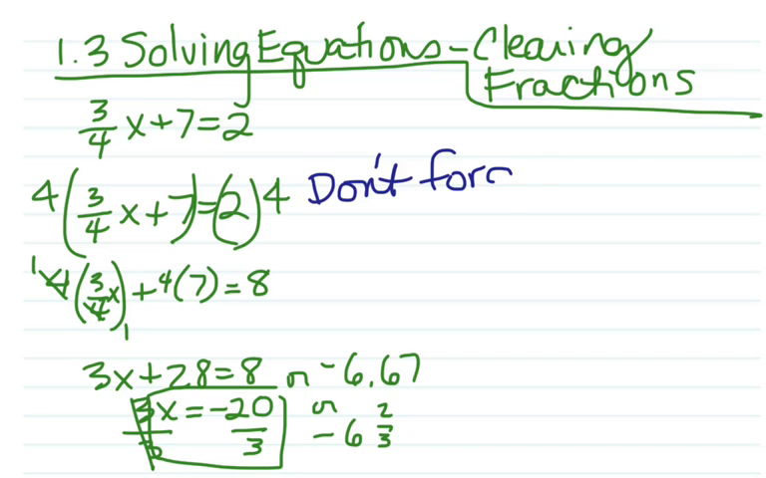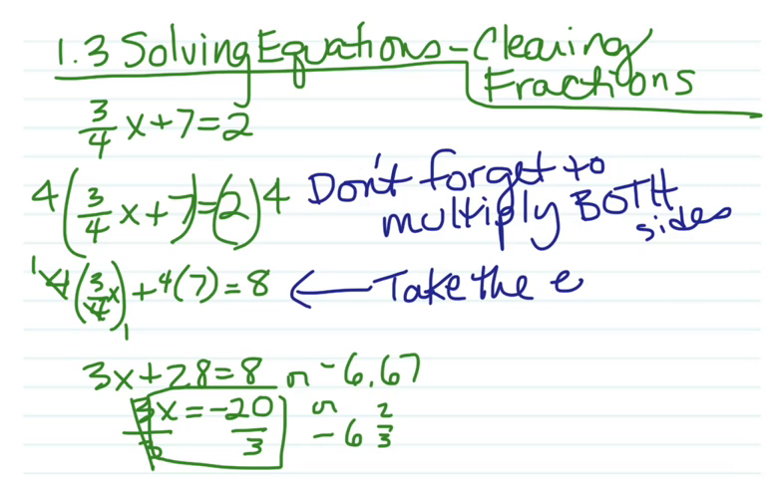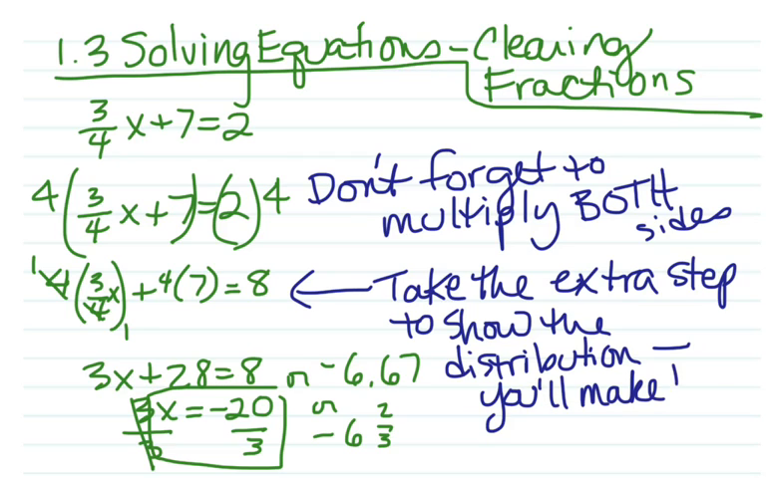It's important. Don't forget that you have to multiply both sides. Everything's going to need to be multiplied. We can't change the value of just one thing in an equation. If we're going to change something using multiplication, we have to do it to both sides. And take the time, do that extra step, show the distribution to all the parts. It's really easy to forget that poor little 7 in there. So you'll make fewer mistakes if you take the time to write that little extra step. And don't be in that big of a hurry.